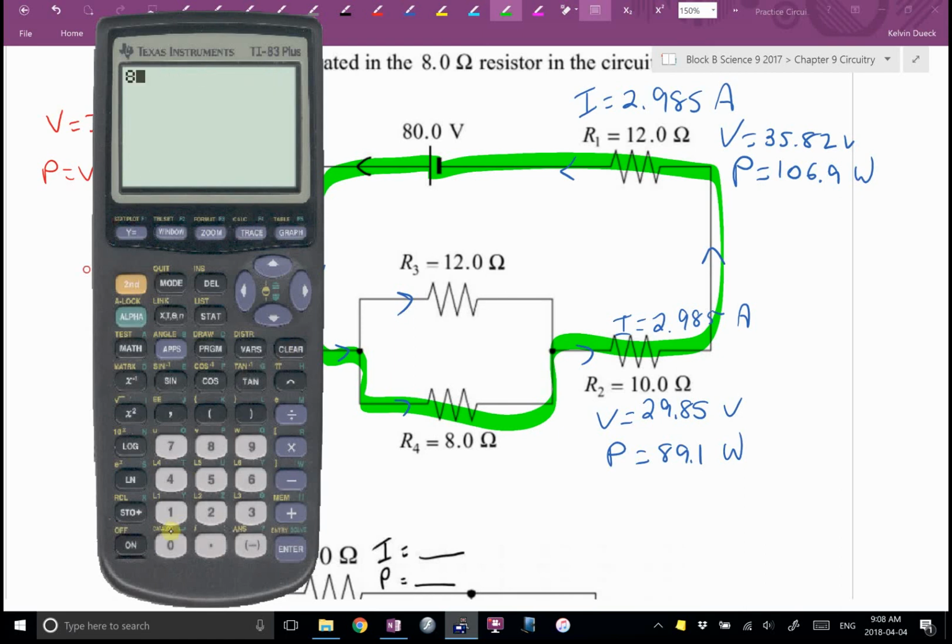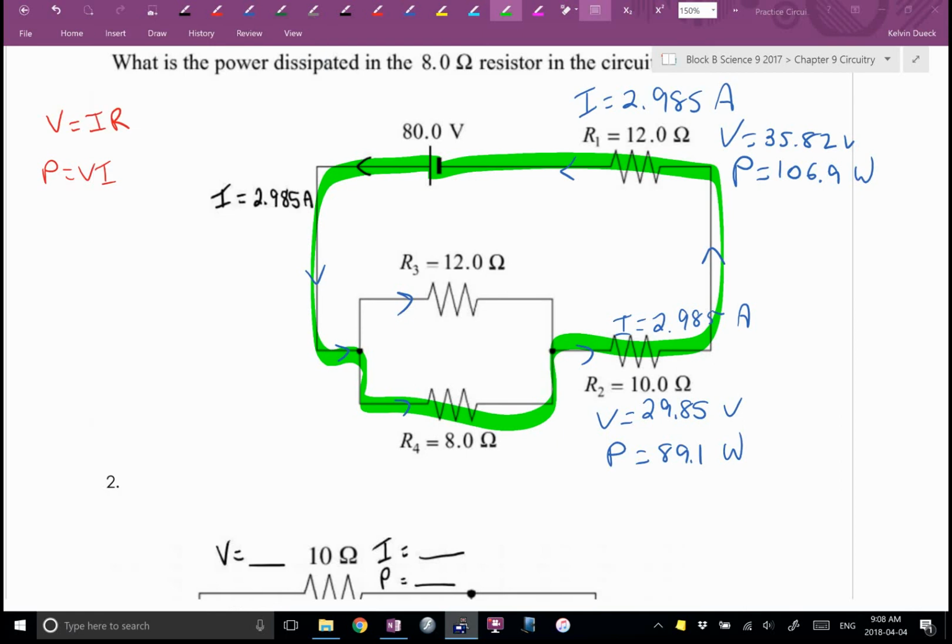All right, we're starting with 80, and the two resistors that I do know the voltage drop are 29.85 and 35.82, and I'm minusing because when you go through a resistor, you lose voltage. You use up voltage. What do you get? 14.33. That's how many volts must be in this resistor down here. What did you say it was? 14.3.